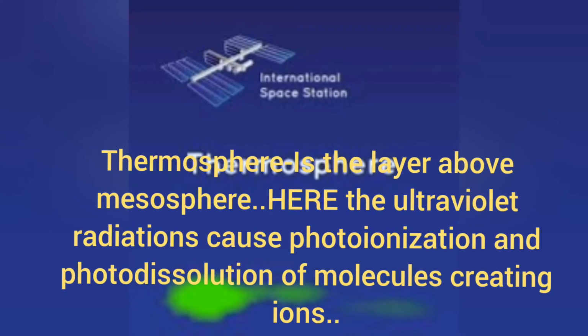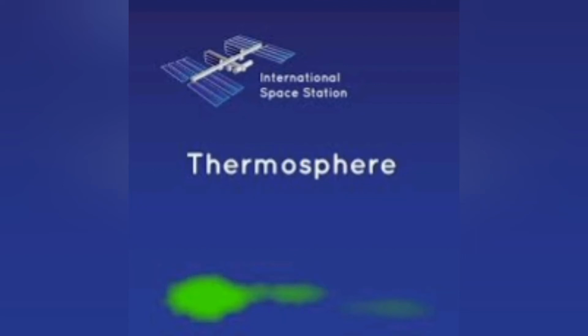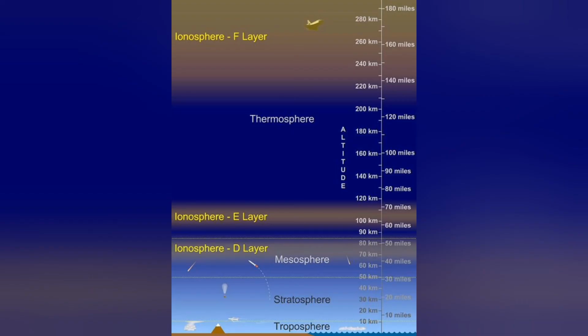Between the mesosphere and the exosphere lies the fourth layer, which is the thermosphere. Why is this called the thermosphere? Because the ultraviolet radiations cause photoionization and photodissociation. That means the molecules are activated and form ions. Ions are either negatively charged or positively charged molecules. Now, this absorbs the solar radiation and causes very high temperatures around 4500 degrees Fahrenheit. So, in the thermosphere, a lot of heat energy is absorbed.